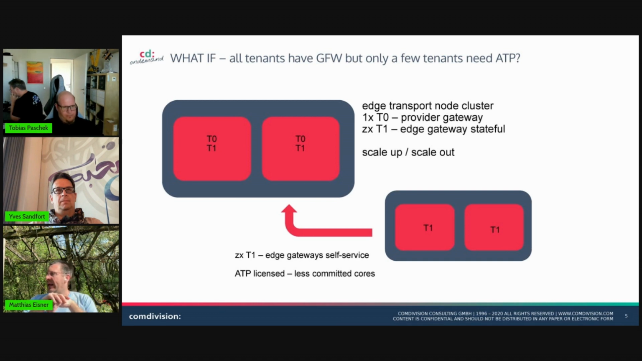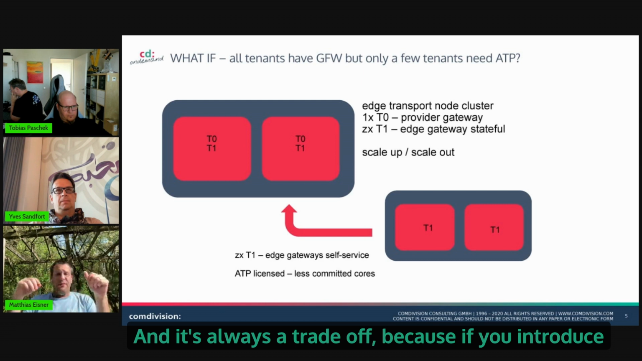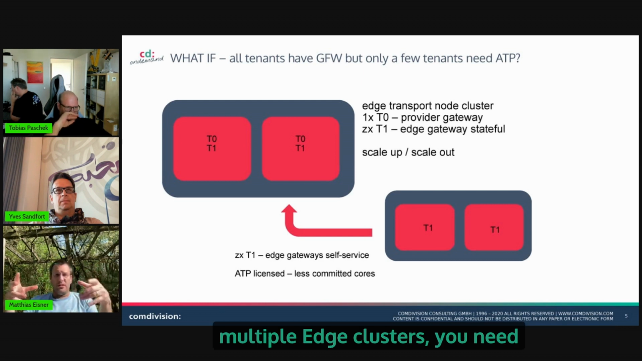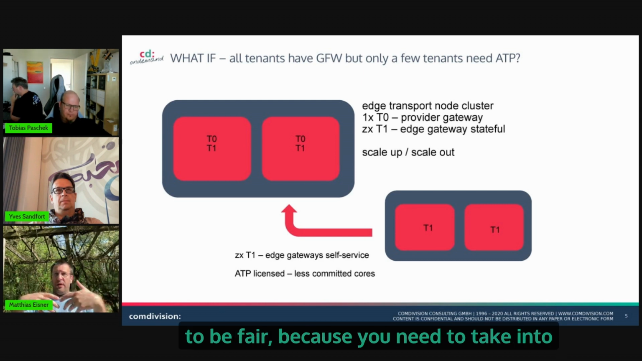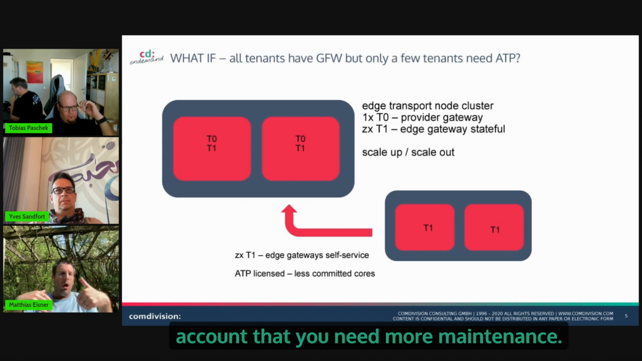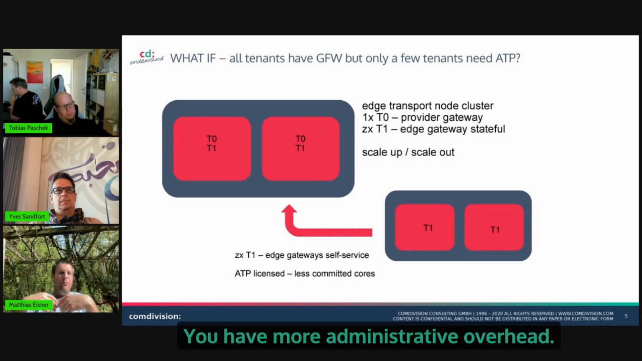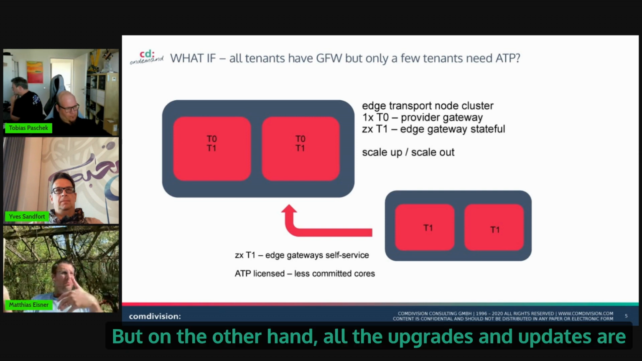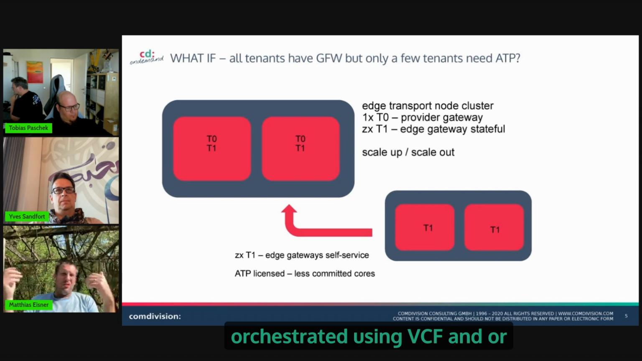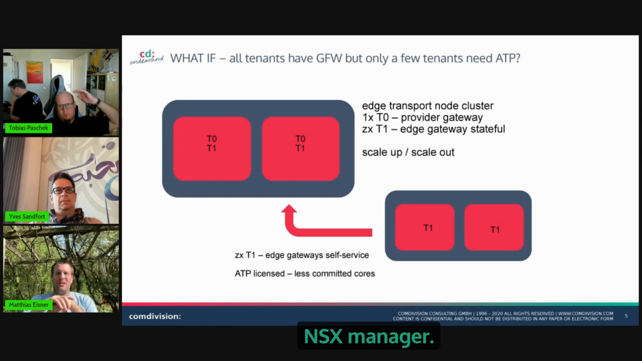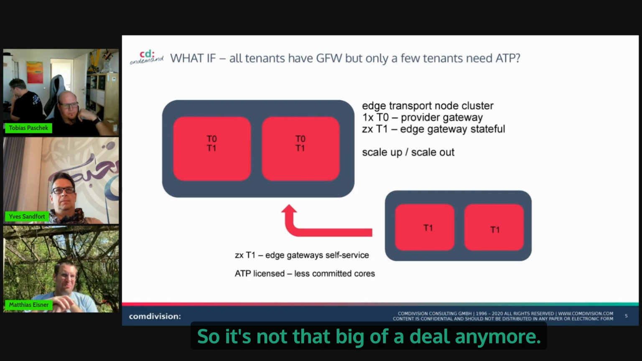Yeah, and it's always a trade-off, because if you introduce multiple edge clusters, you need to take into account that you have more maintenance and more administrative overhead. But on the other hand, all the upgrades and updates are orchestrated using VCF and or NSX Manager, so it's not that big of a deal anymore.